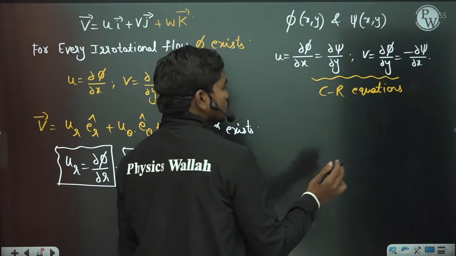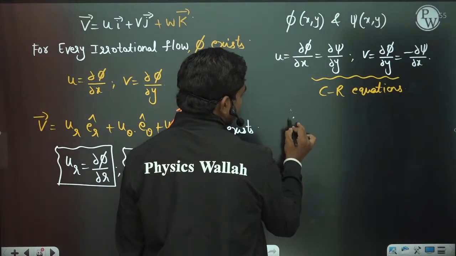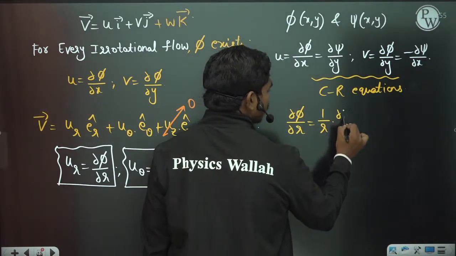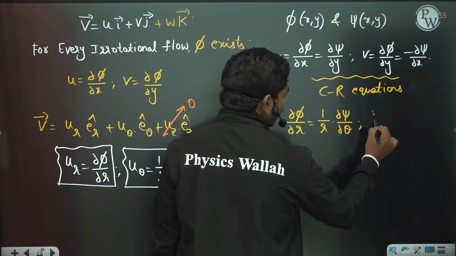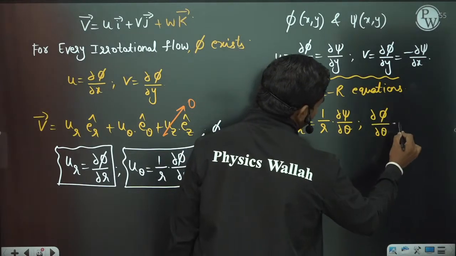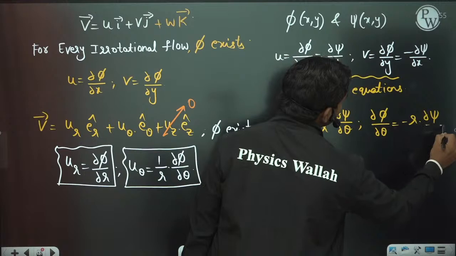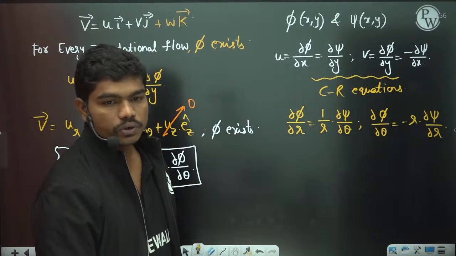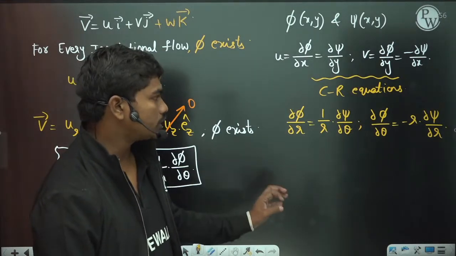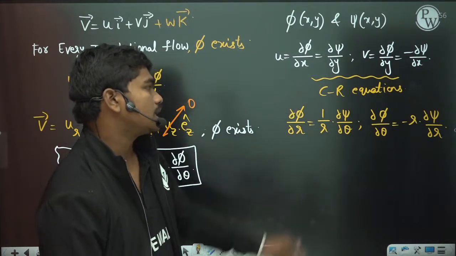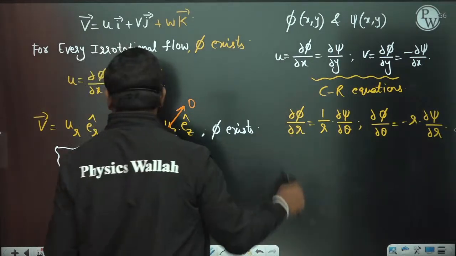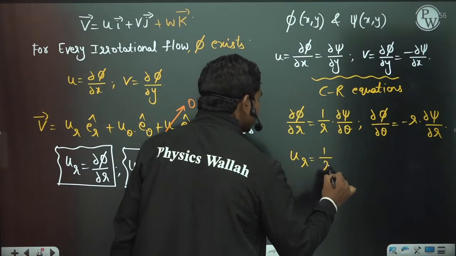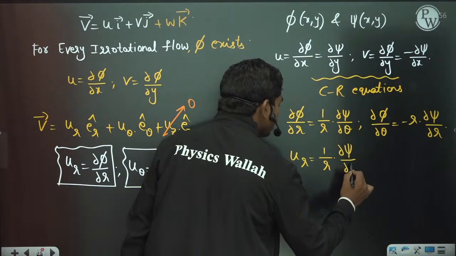If you come to polar form, these equations are ∂φ/∂r equal to 1/r times ∂ψ/∂θ, and ∂φ/∂θ equal to minus r times ∂ψ/∂r. These are the polar form of the Cartesian equations. So in polar coordinates, the Cauchy-Riemann equations are written in this form. If you see, ∂φ/∂r is nothing but the radial velocity, so radial velocity is nothing but 1/r times ∂ψ/∂θ. This is one value.